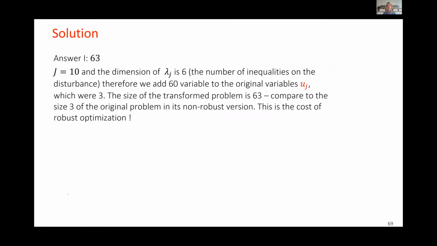So if we compare to the size of the original problem, there were 3 variables. Now there are 10, 3 because there were 2 generators and 1 had 2 coefficients. And now we have 63. So that's the price to pay for making the problem robust. So this is why in practice, this works well if everything is linear. Making the problem very large dimension and non-linear might be an issue.